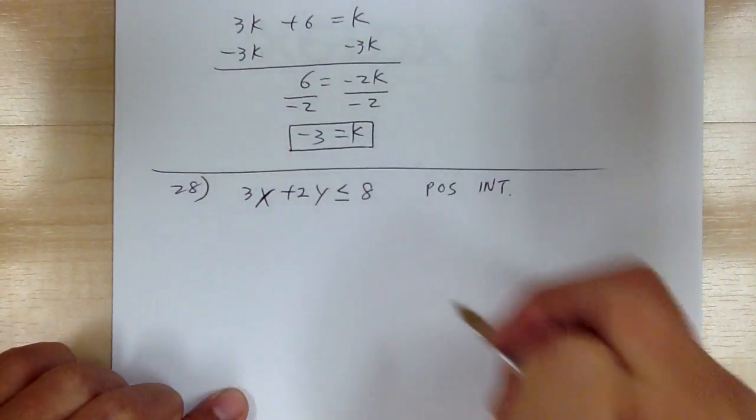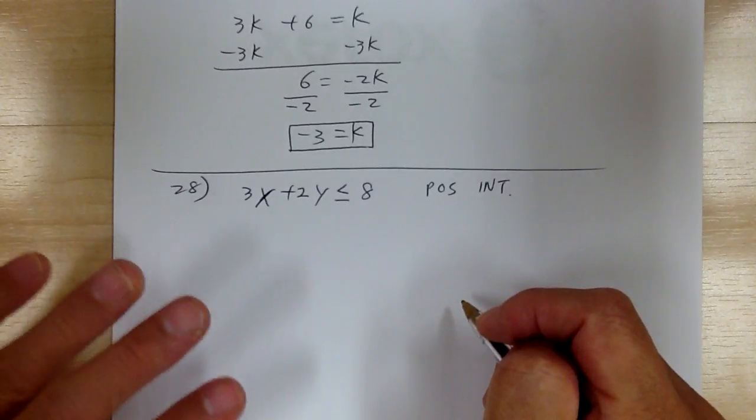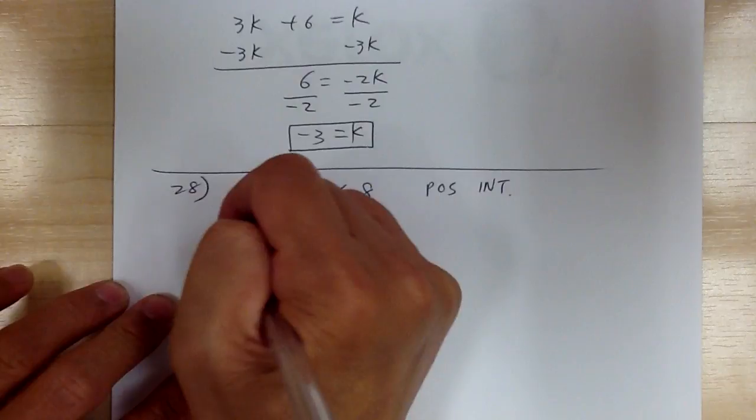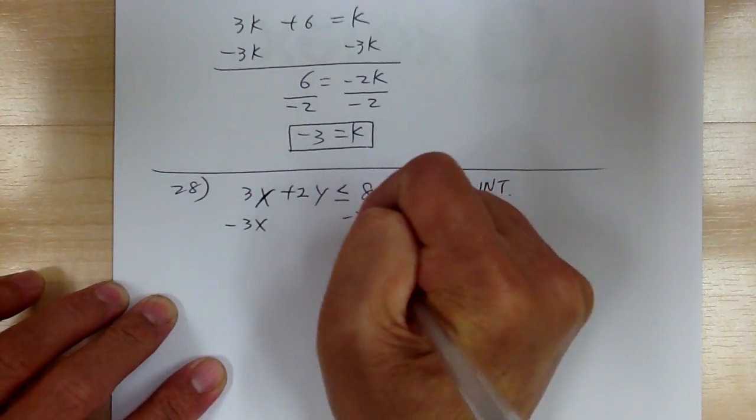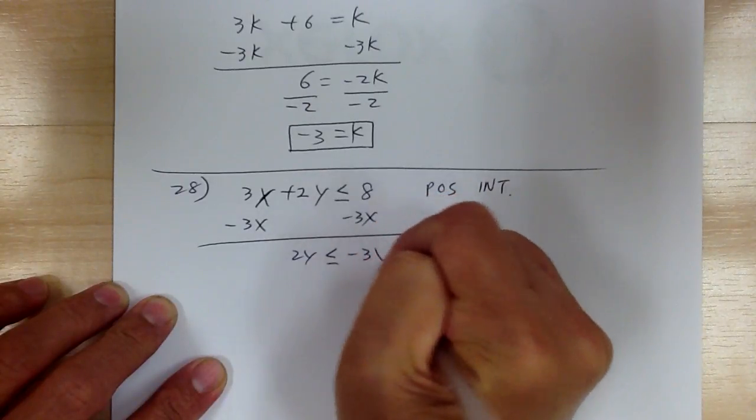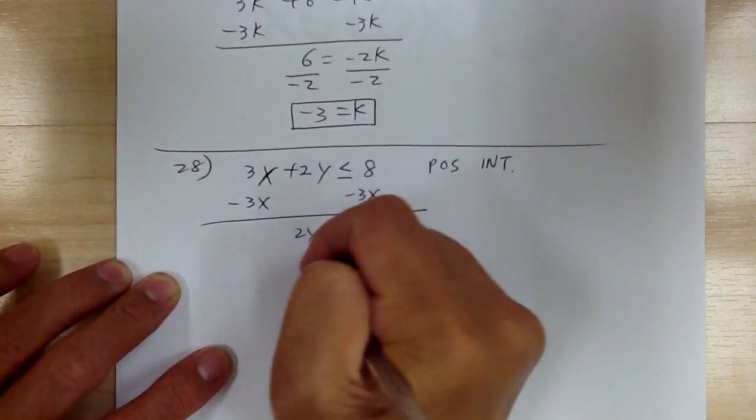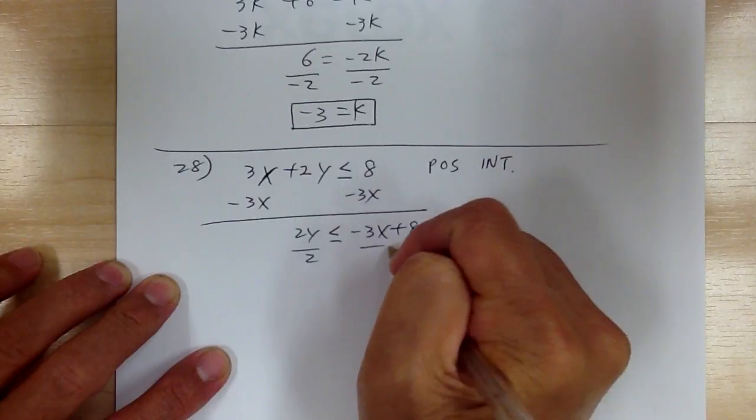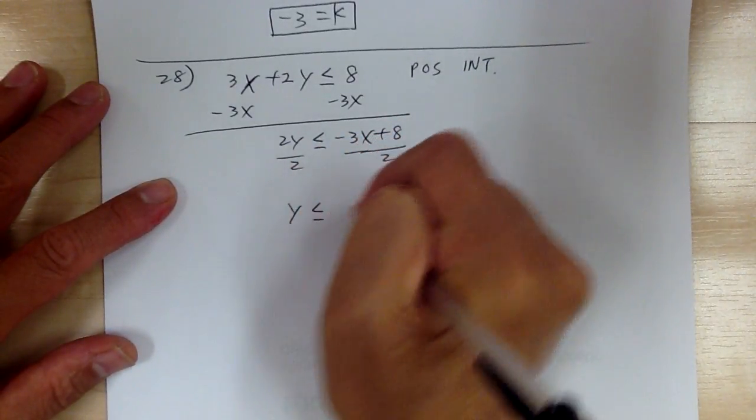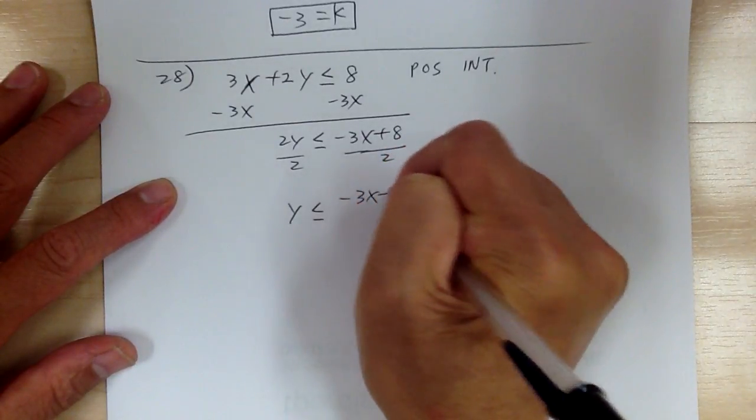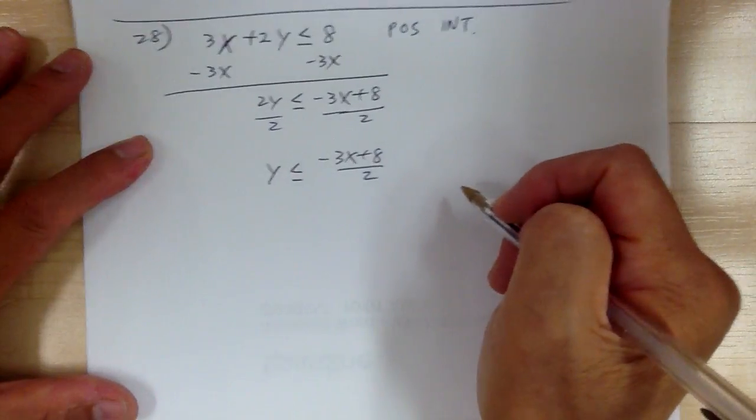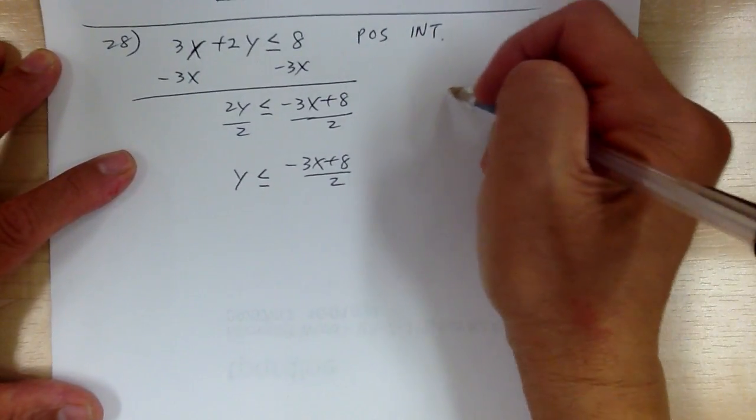So what you want to do is go ahead and solve for the variable first. Normally you solve for y, right? So you go minus 3x, minus 3x. So you got 2y is less than or equal to minus 3x plus 8. And you have to divide by 2, divide by 2. So y is less than or equal to negative 3x plus 8 over 2. Then from here, you need to go and make a table. So let's go and make a table.